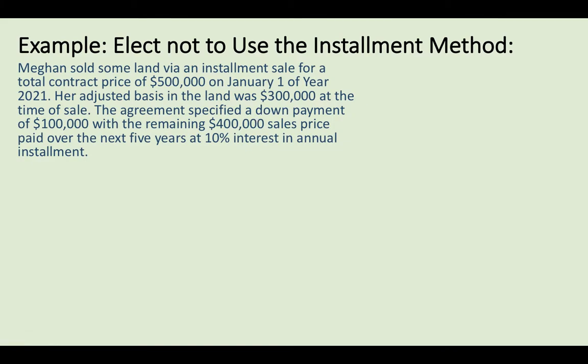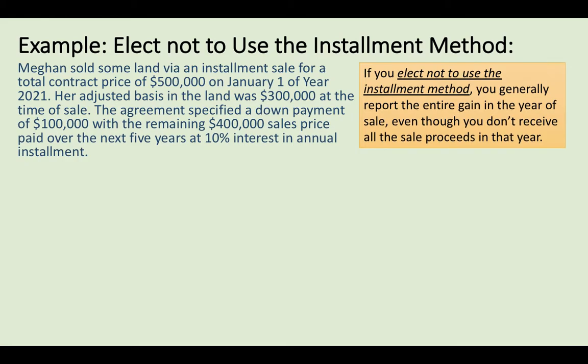So in this case, let's figure out the IRS reporting. You can choose to use the installment method. The installment method allows you to spread out the $200,000 gain across the installment payments. For this example, we first look at not using the installment method, because it's more complicated to do the other way.